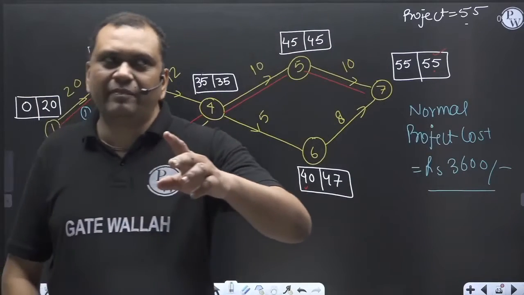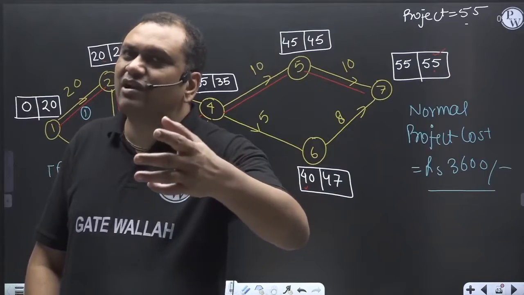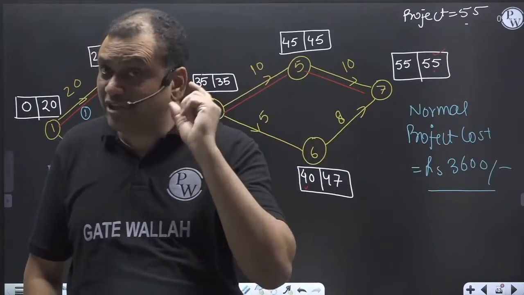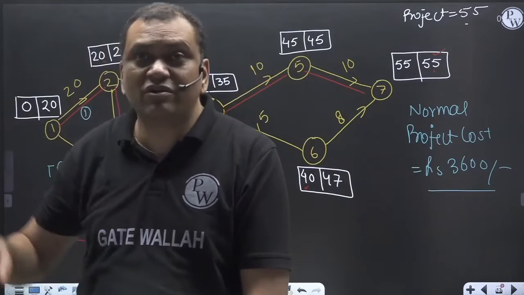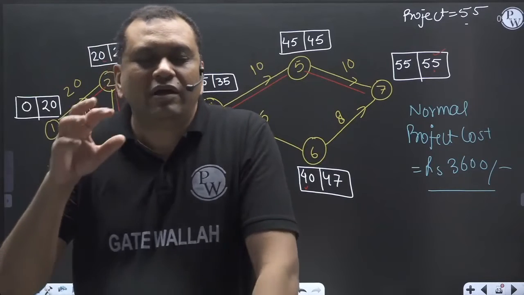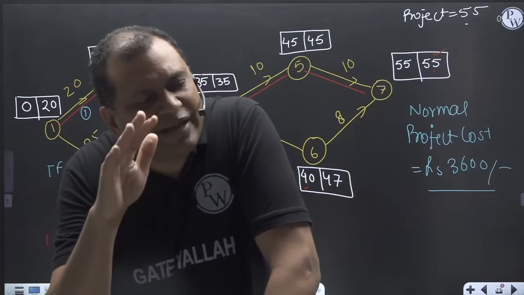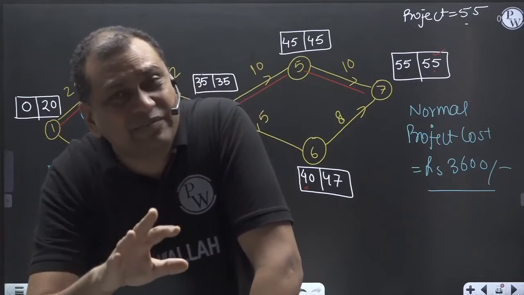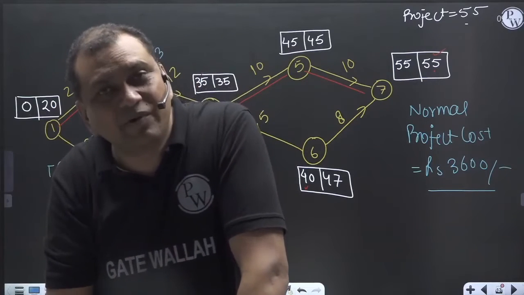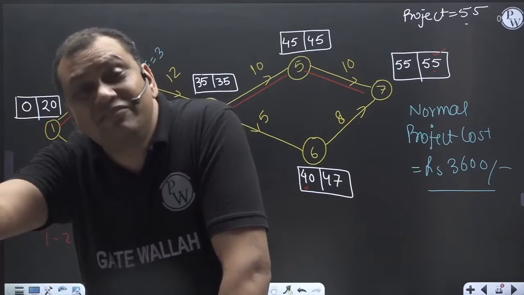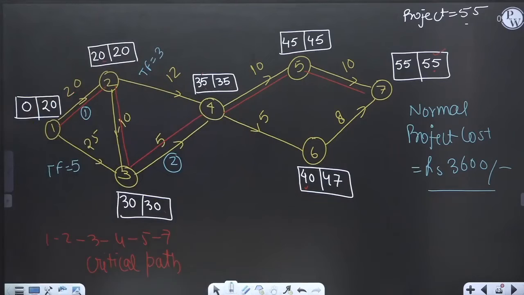In a conventional, regular class, I would have gone much deeper into it. But because it's a one-shot crash series and the exam is next door, you crash any critical activity maximum up to the point of how much total float is available on the parallel branch.